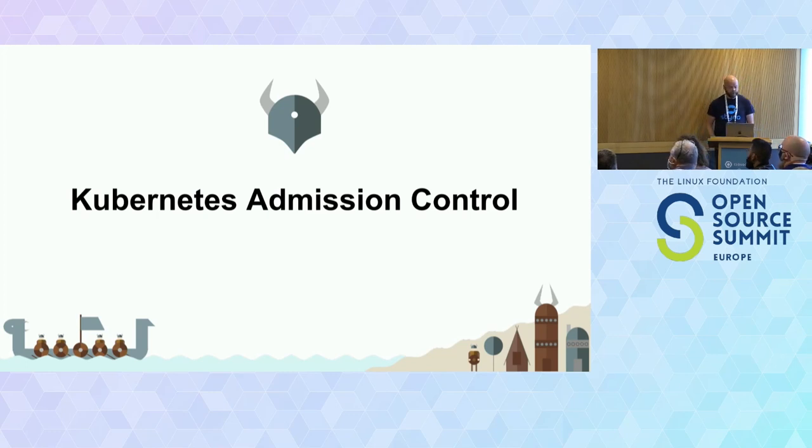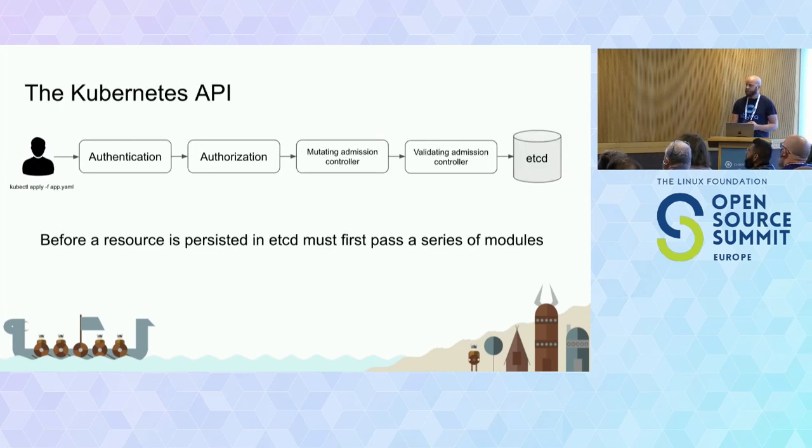Okay, so with some basic knowledge of Rego, I figured we could take a look at one of the more common use cases, which is Kubernetes admission control. And before we dive into OPA and how that works, a little reminder of how the Kubernetes API works. Whenever you do something like kubectl apply, your application or a deployment or whatever, that request passes a series of modules.